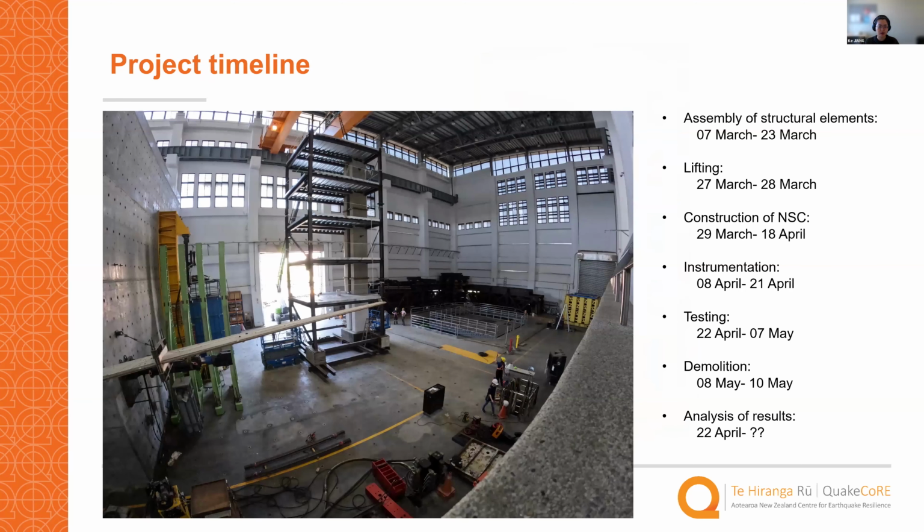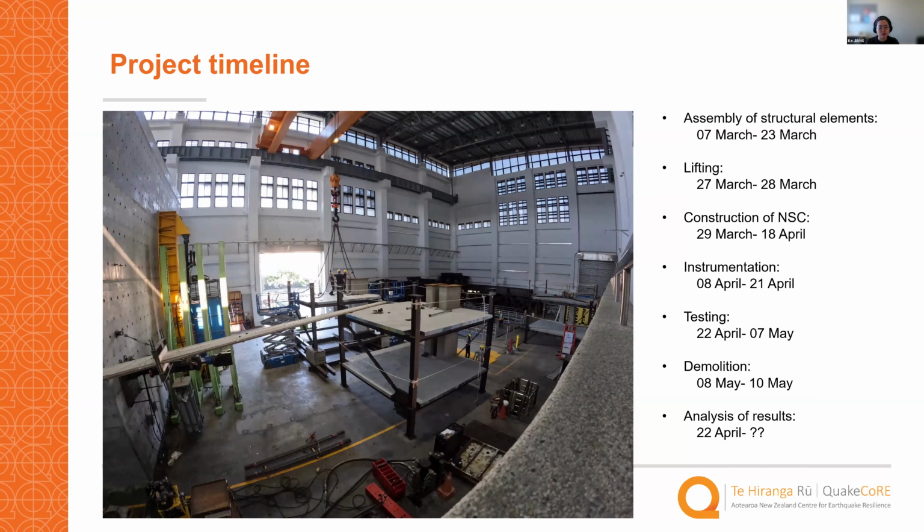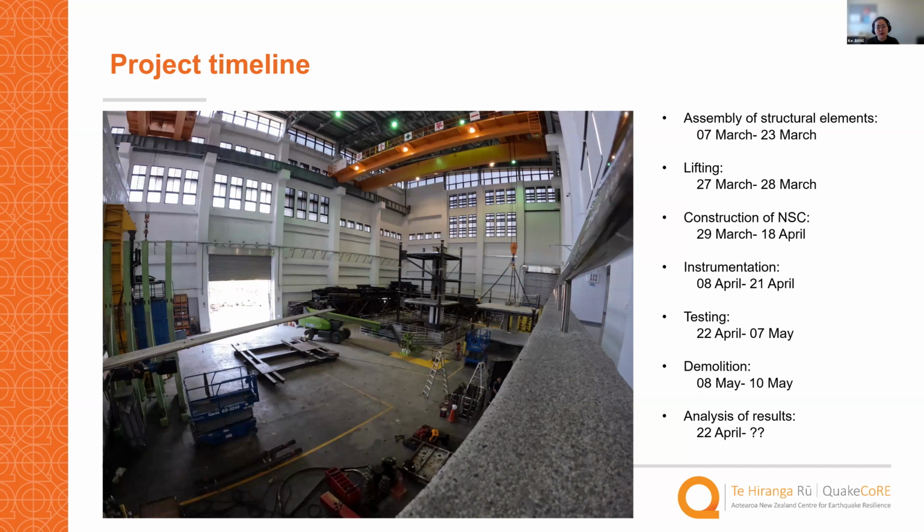The project started this year, in March. We started to assemble our building in the NCREE Tainan lab. Because this building is quite huge, we separated it into 3 pieces, lifted them to the shake table, and assembled them one by one.